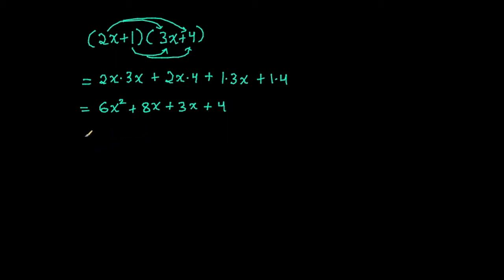Okay, so we can simplify this a little bit further. This is equal to 6x squared plus, now 8x plus 3x is just going to be 11x, right? You can think of x as whatever you want. You can think of it as ice creams, basketballs. 8 basketballs plus 3 basketballs is just 11 basketballs. Or you can think of it again as whatever you want. So this is plus 4. And that's it. That's the answer to this. If we multiply this out, we just get this right here. So now let's try another example.